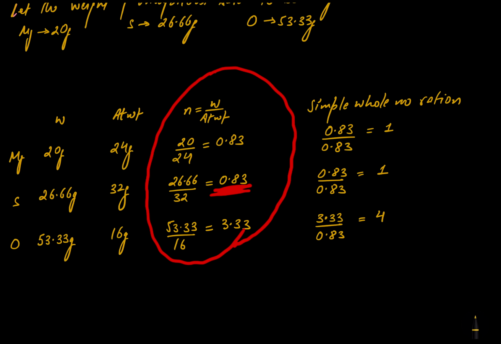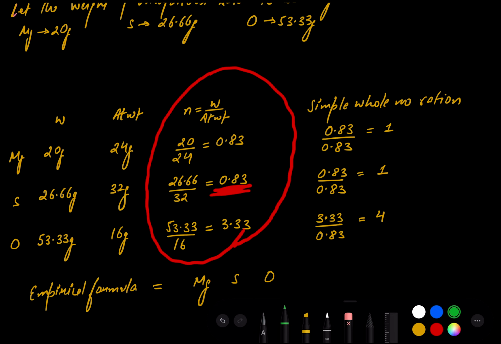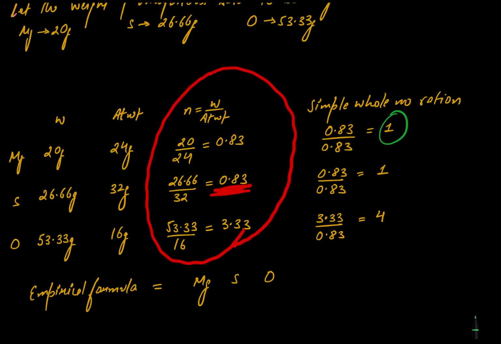So my empirical formula, I am writing, comes out to be magnesium, sulfur, oxygen. The value for magnesium is 1, sulfur is 1, and 4 for oxygen. So it's Mg1S1O4. That's my empirical formula.